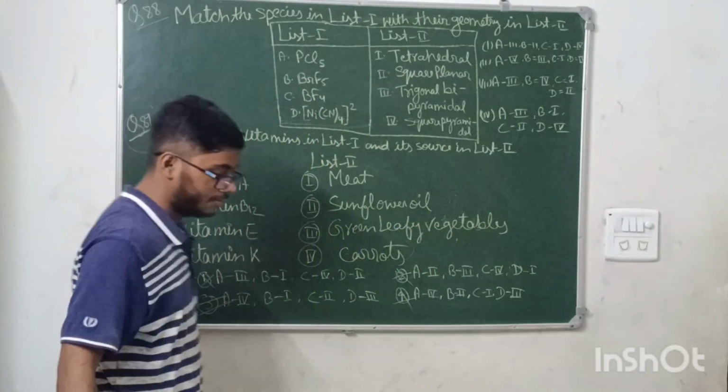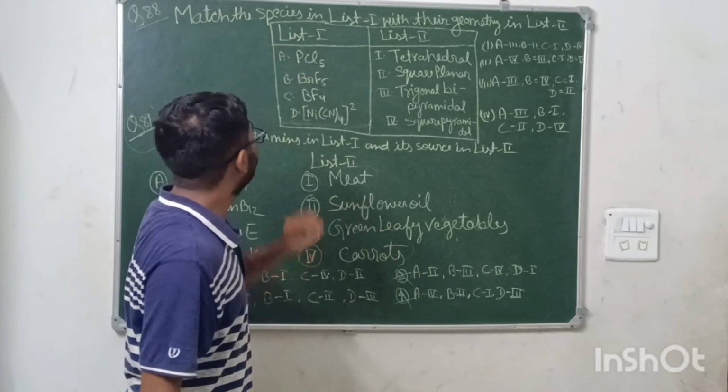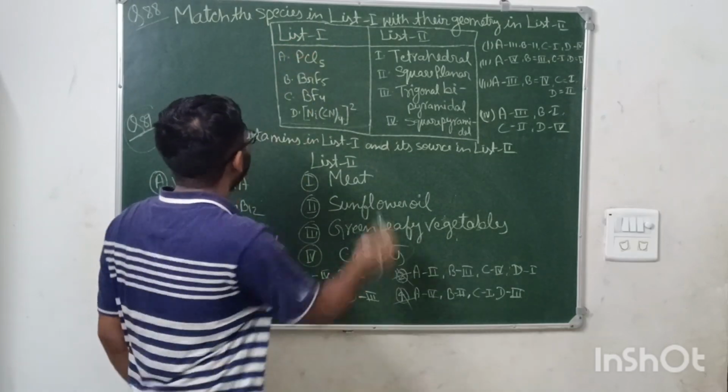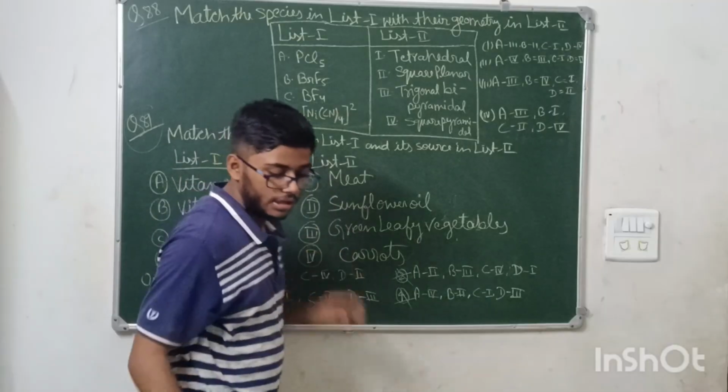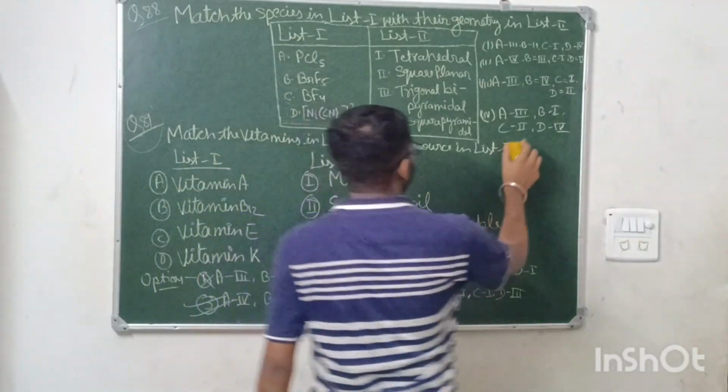Okay, so this is the question number 89. Answer is third part. Okay, moving on to the upper question, we need to tell the geometry, means the shape of all these compounds. Okay, we need to match it. It is also a very easy question.